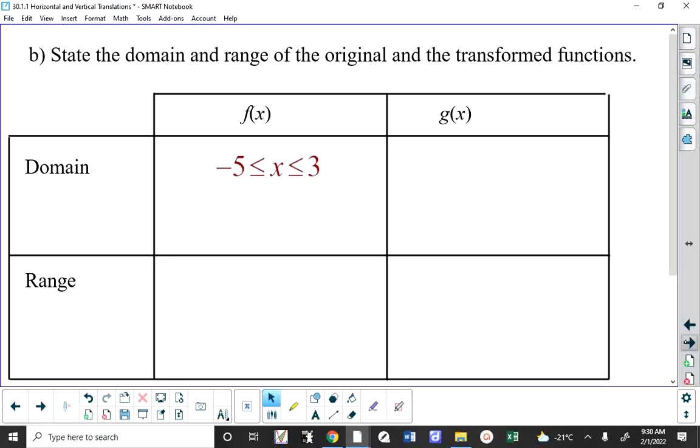There's another way to write that, and it's using this notation. I know that sometimes when people use this notation, they don't put the x, they just put square bracket, negative 5 comma 3 square bracket. Can somebody tell me why the brackets are square? Go ahead, Ian.